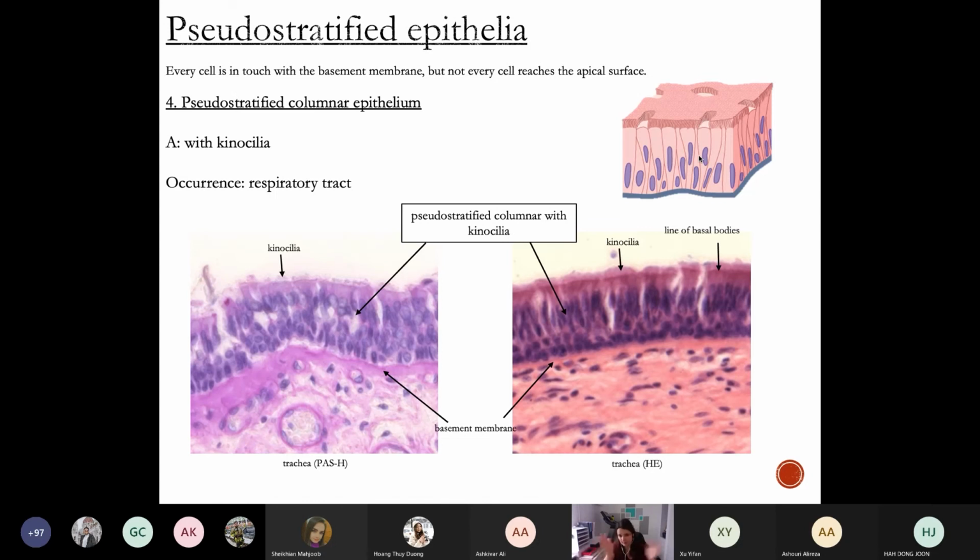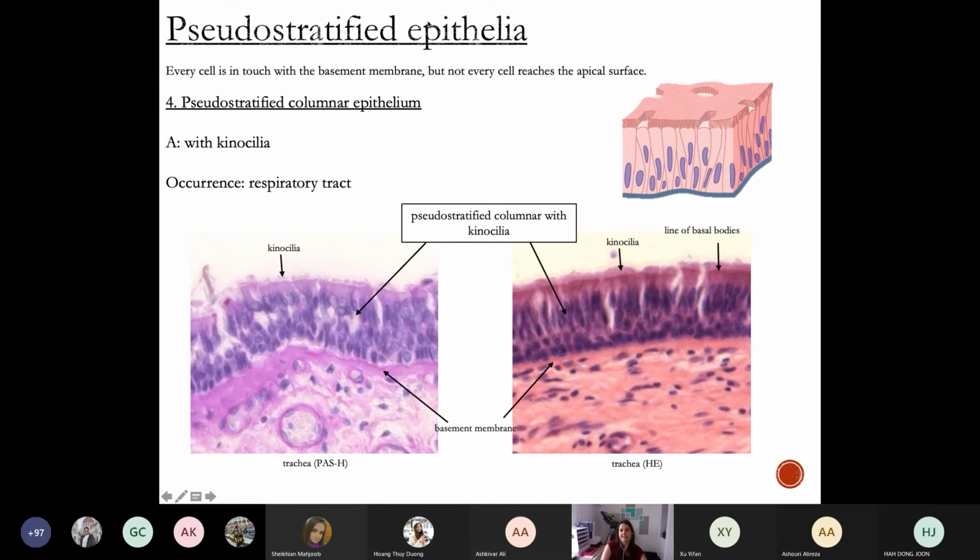So it's somewhere halfway between a stratified and a not stratified epithelium. Okay, so it belongs to the simple epithelia. What you have to know is all the cells are in contact with the basement membrane, but not all the cells reach the apical surface.